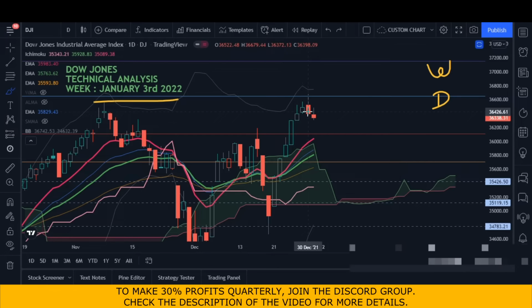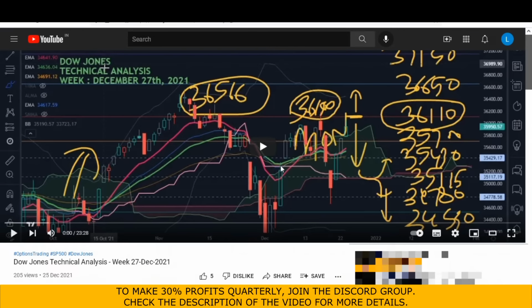So if you see that Dow made its all-time high of 36,680 on December 30th. And in my previous technical analysis of Dow, I told you that whenever Dow breaches the level of 36,110 and 36,190, then it will shoot up towards 36,650. No one can stop the Dow.